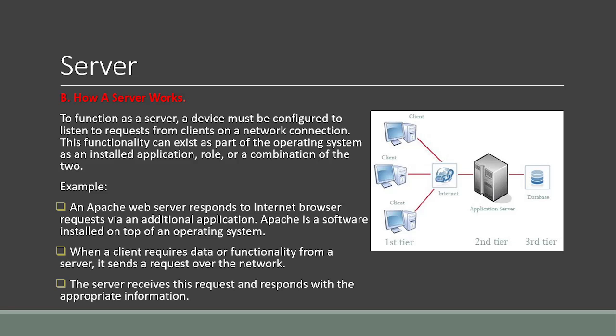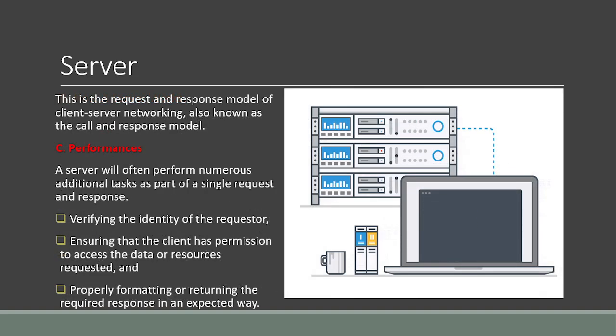Then the second one is that when a client requires data or functionality from a server, it sends a request over the network. Thirdly, the server receives this request and responds with the appropriate information. That is it. If you want to ask Google, you ask Google, then Google gives you the right information. Thank God AI is now available, superseding Google. Now you send information to AI, then AI performs some tasks on this and returns the information back to you. So can you see now?